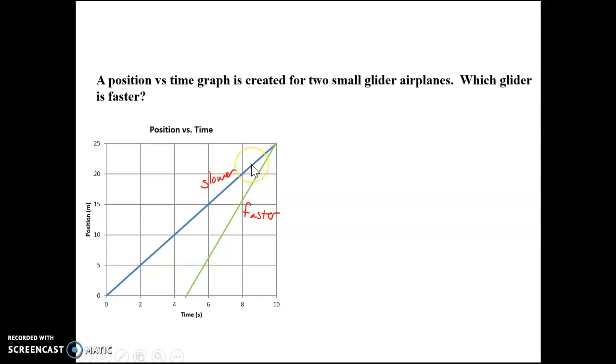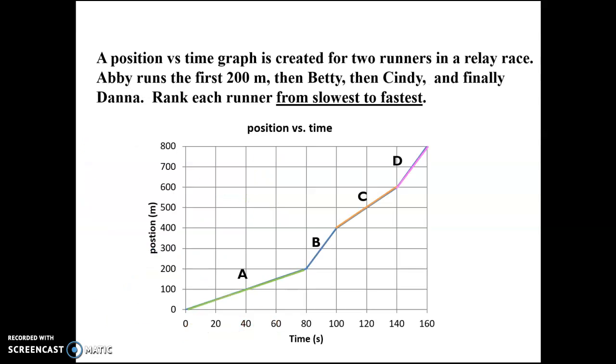The other way you can think of it is that both of these gliders go the same distance, from 0 to 25 meters. But the green glider takes less time to do that. It only takes 5 seconds. But the blue glider takes 10 seconds to go 25 meters. So the green one's faster, yep. But we can also do that just by comparing the slopes. Yay. And then what you're going to do though is I'd like you to look at this graph.